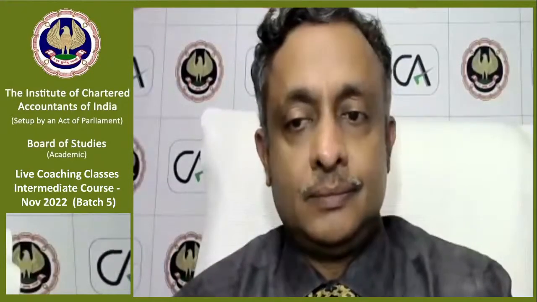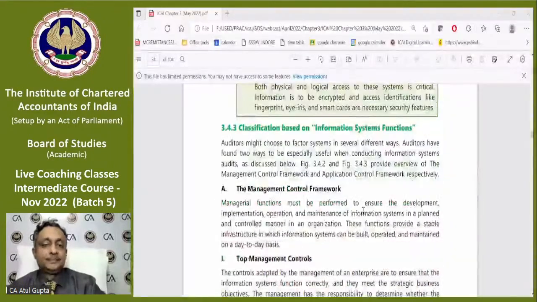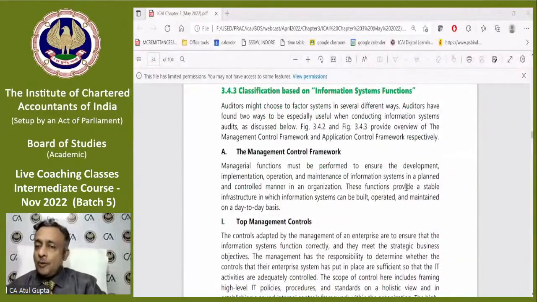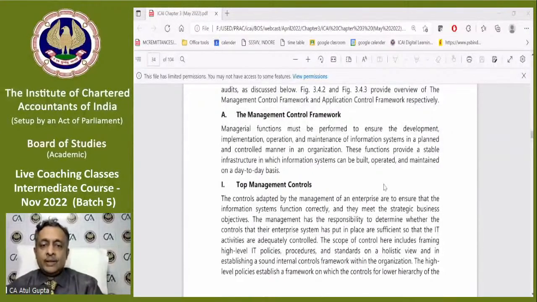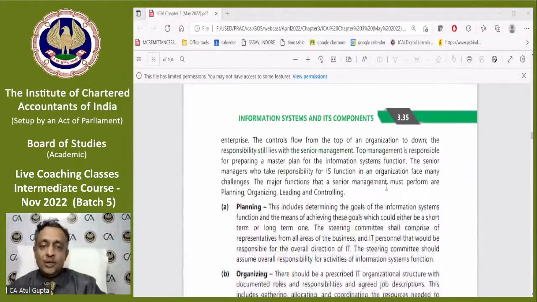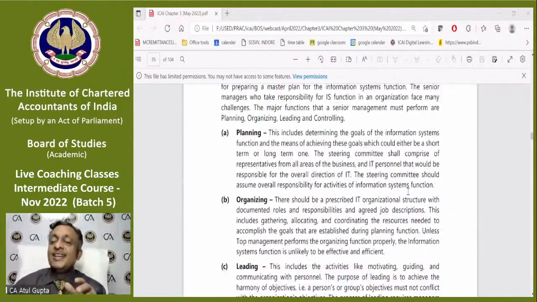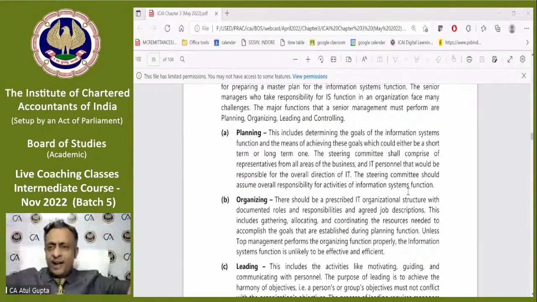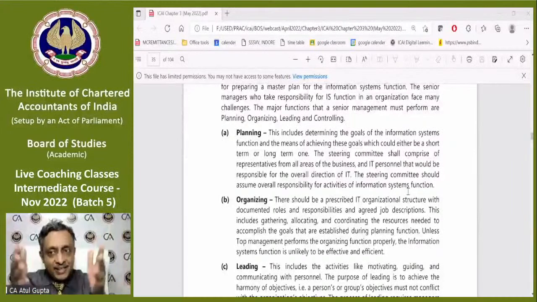Here we are. So top management control. The controls are adopted by top management to ensure the information system functions correctly. They meet the strategic business objectives. Very good. The purpose for which they are created. This includes, now if you read this one, this comes from your paper 7B, strategic management. But because the system is being used, it's a large system, those parameters are relevant here also. That is the point.